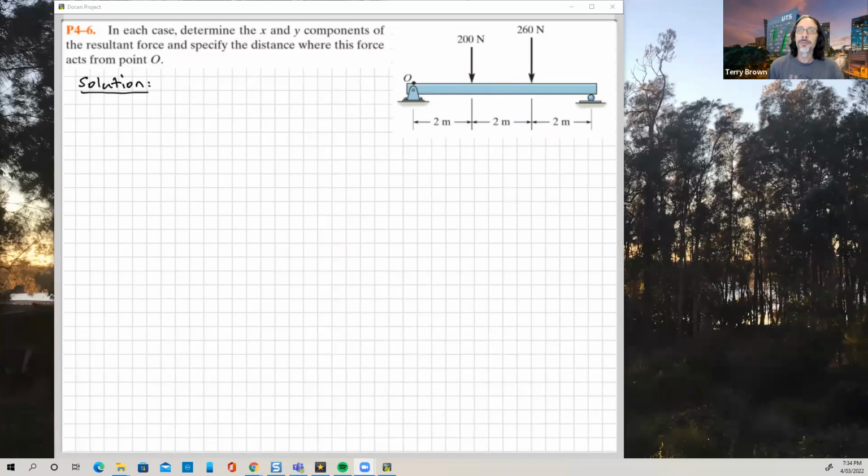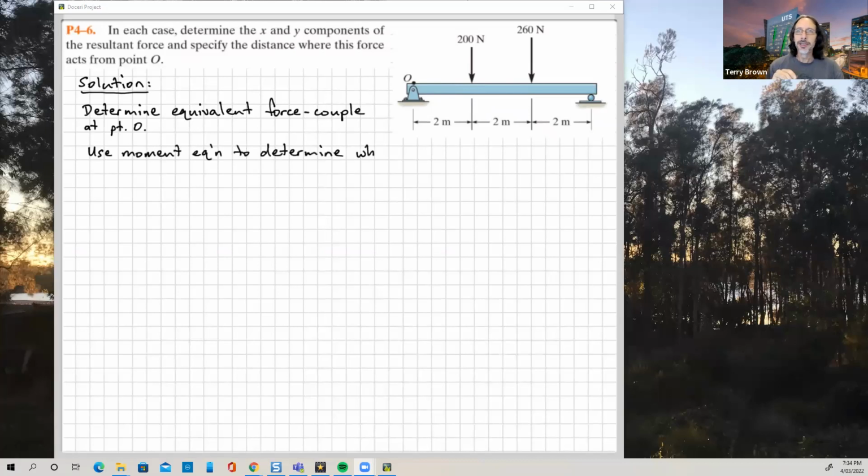Our solution will be to first, as I said, determine an equivalent force and couple at point O. How do we do that? We'll see in a second. Once we've done that, as I said in the introductory blurb, we then use the moment equation to determine where the resultant acts. This is what the question as written is asking for, and this is what we use to determine it.